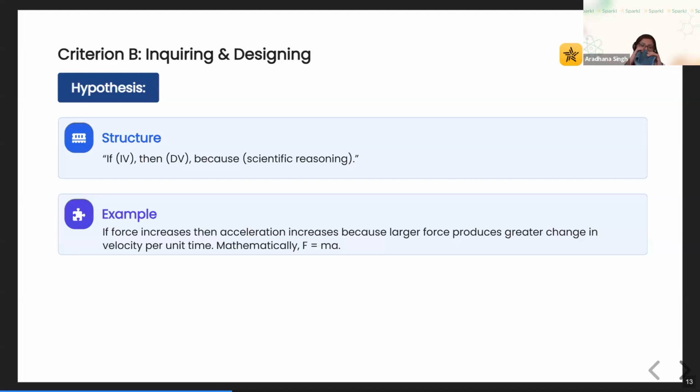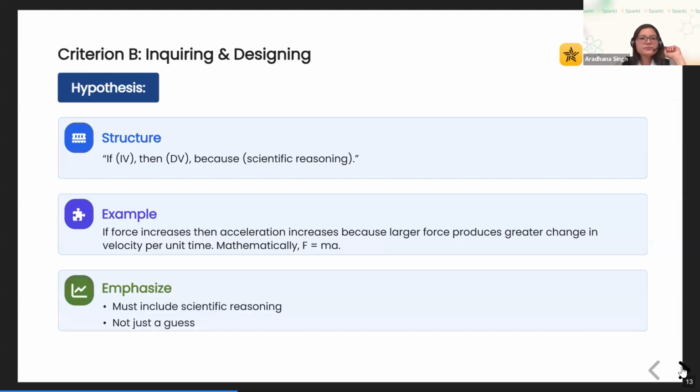Usually the hypothesis writing part includes 2 or 3 marks. So if you are following the correct format, you can easily score 3 marks for this particular part, right? Where you need to emphasize while writing the hypothesis is scientific reasoning. It should not be a random guess that you are changing the independent variable and the dependent variable will change because of any random reason. No, it should be a scientific reason.